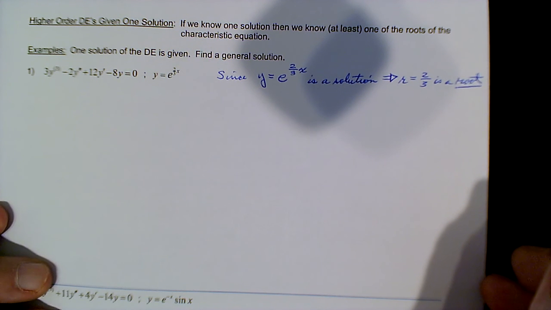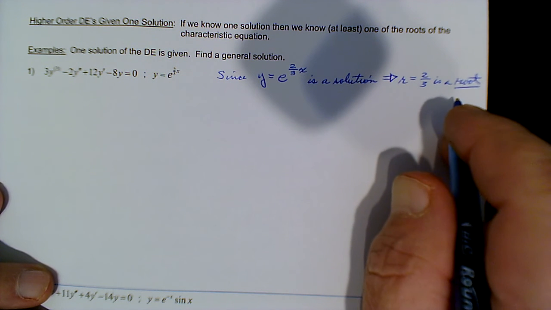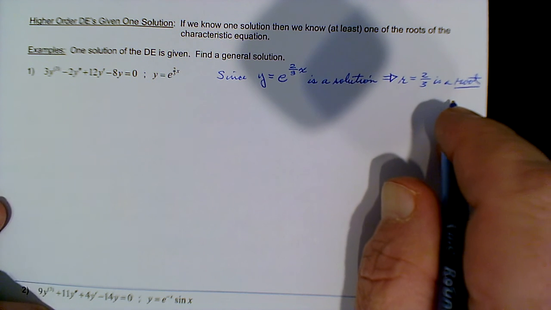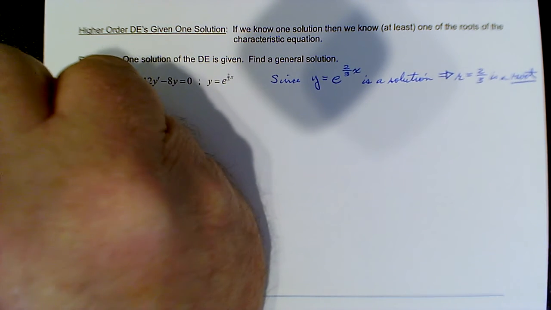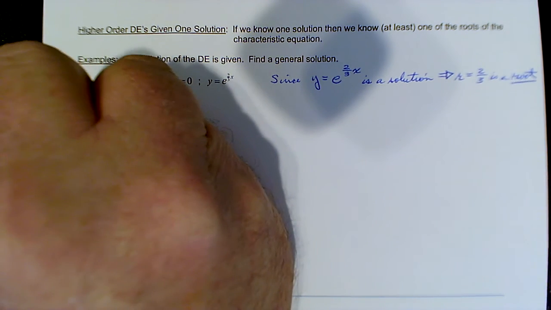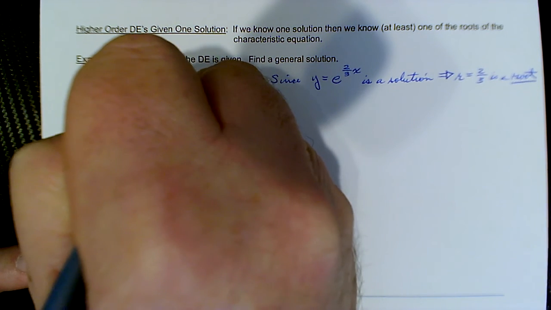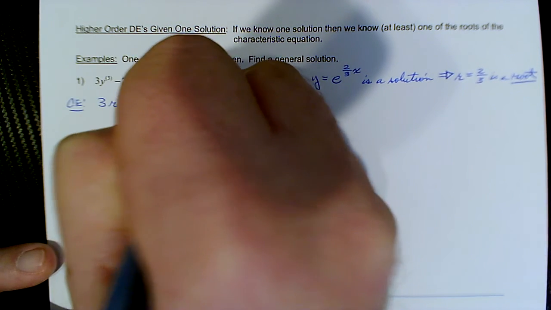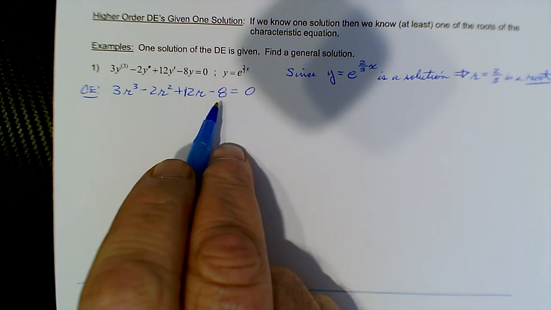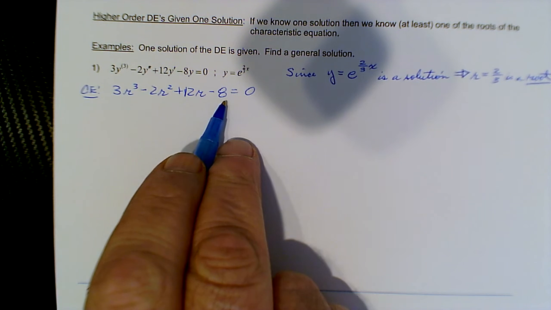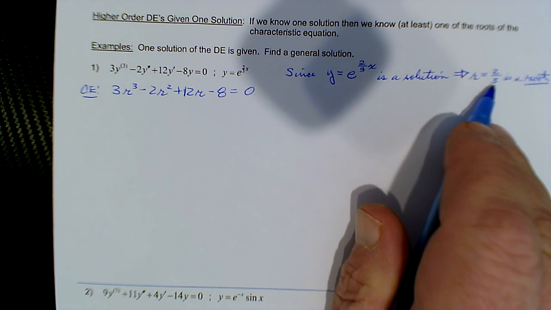And if it's a root of the characteristic equation, then it's going to cause a 0 when we perform, notice that this is third order, right? And the characteristic equation is 3r cubed minus 2r squared plus 12r minus 8 equaling 0. So the nice thing is, instead of having to do the p's and the q's for the rational root theorem like we saw earlier, we could just use 2/3 and we know it's a root.